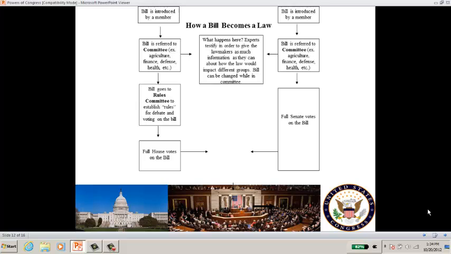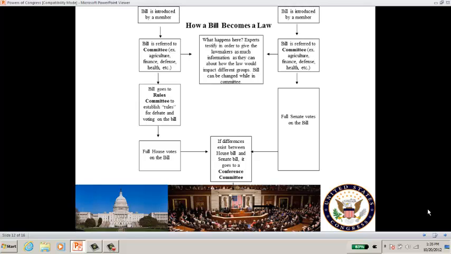Now, what happens if the House passes a version of the bill that is different than the Senate? Because remember, they were introduced by two different groups, two different people, so the bills might not be identical. If that happens, we have to create what's called a conference committee, where some members of the House and some members of the Senate will get together and literally conference to try to resolve the differences. Once they do that, the bill is sent back to be voted on, and then we have a bill.